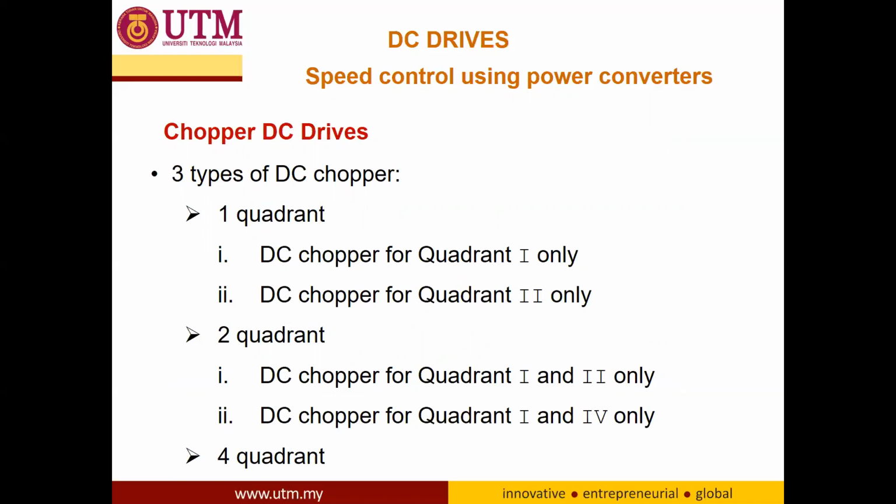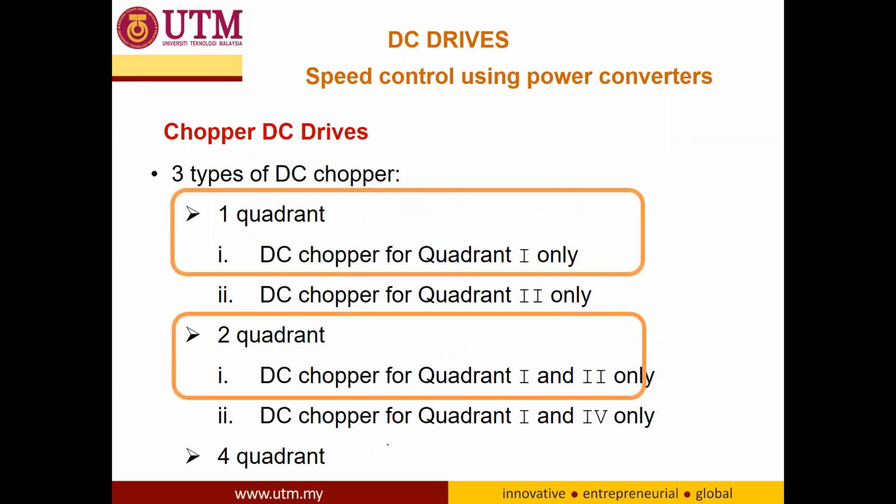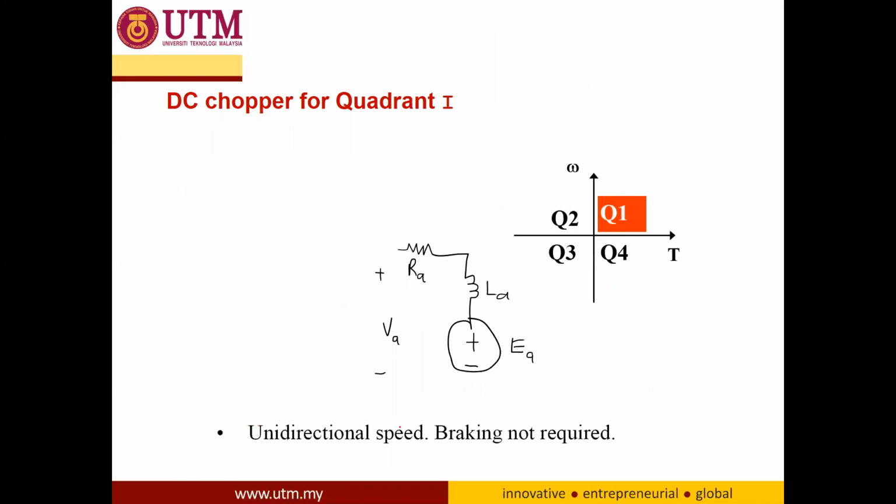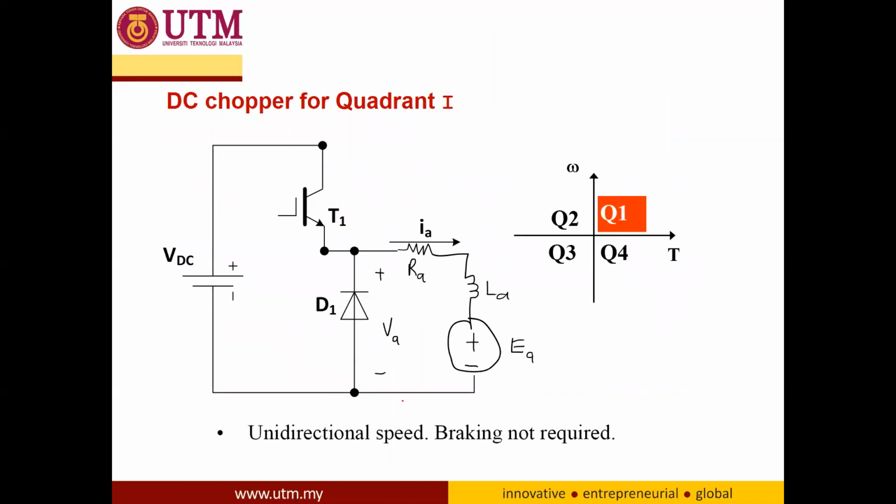As you can see, we have 3 types of DC chopper. We have the single quadrant, then we have the 2 quadrant DC chopper, and we also have the 4 quadrant DC chopper. So this is the DC chopper that can only operate in quadrant number 1, which is only forward motoring.